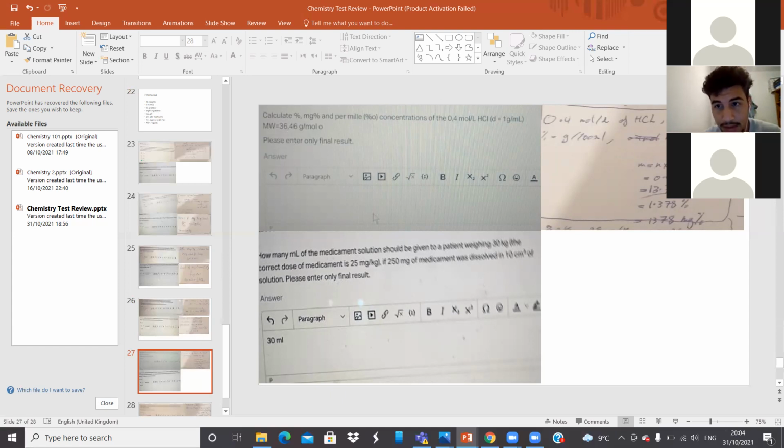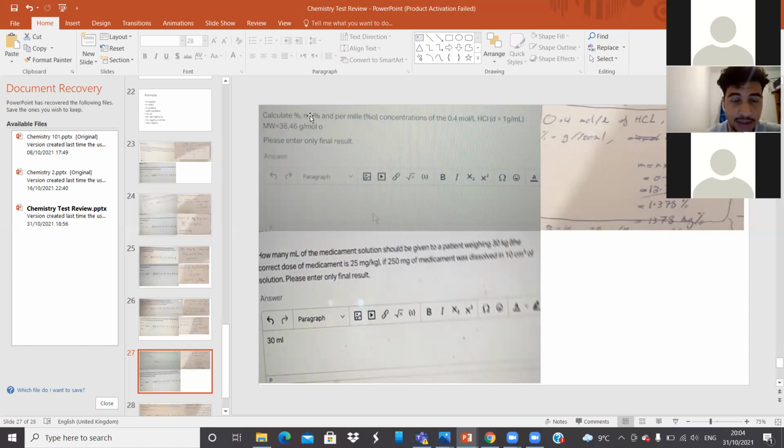And then you multiply them together, which gives you 14.584. So that's going to be 14.584 grams in the volume, which was 1 liter. In other words, it's going to be 14.584 or 14.6 per mille, because per mille means grams in 1 liter.